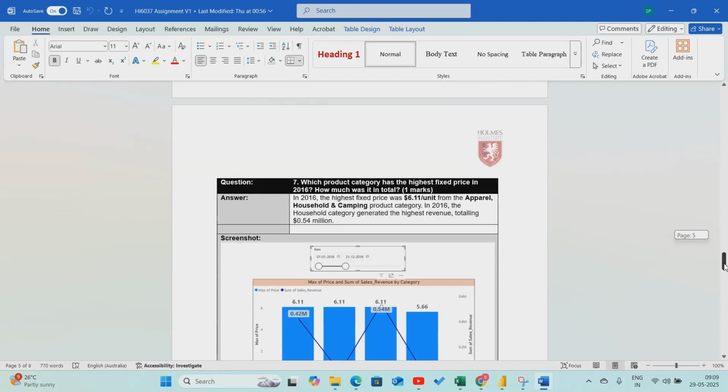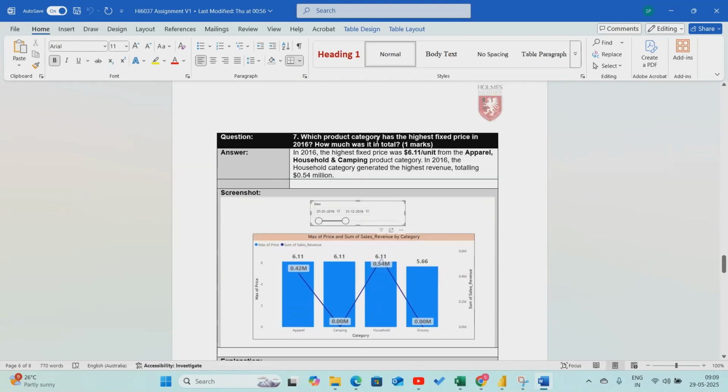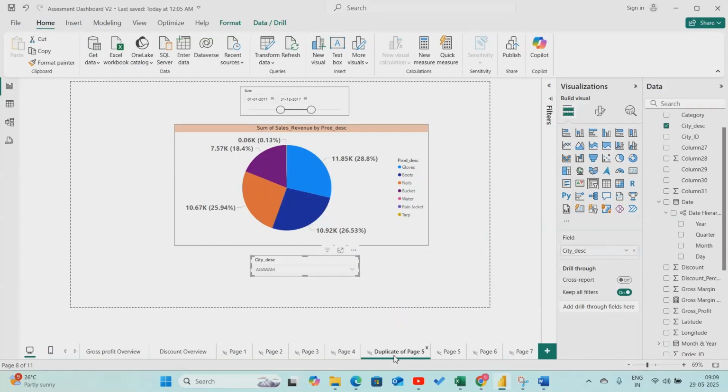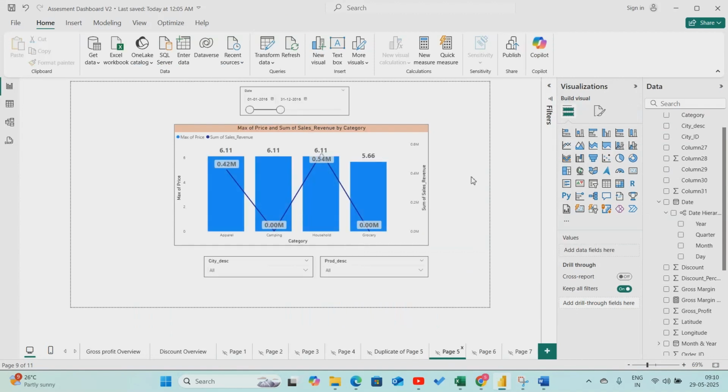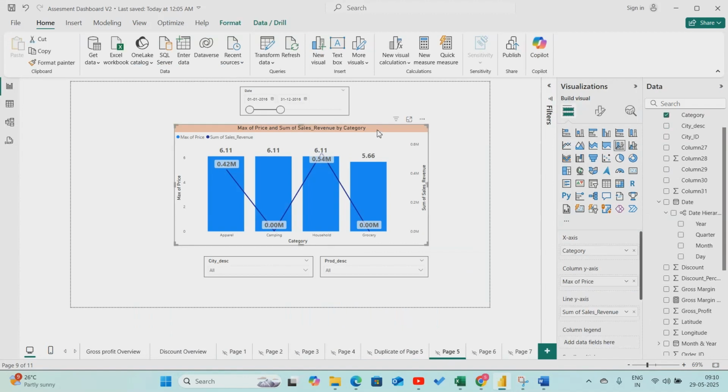Let's go to the next question. Which product category has the highest fixed price in 2016? How much was it in total? So we tried to get the answer through this approach.